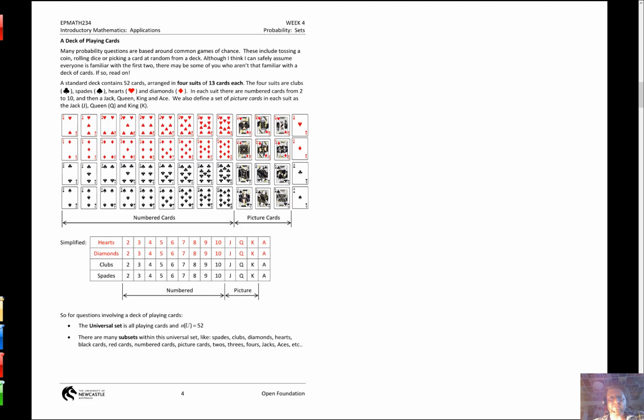But if we're living right now, then we're still not got that permission yet. So I've just written a simplified version. As long as you know this is what a deck of cards is. Hearts, diamonds, clubs and spades. The red ones are hearts and diamonds, and the black ones are clubs and spades.